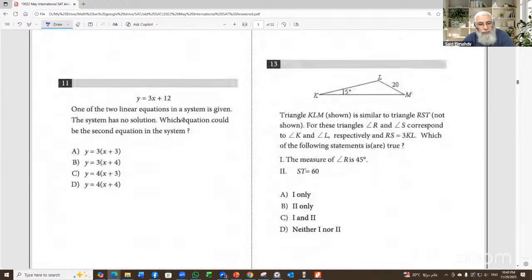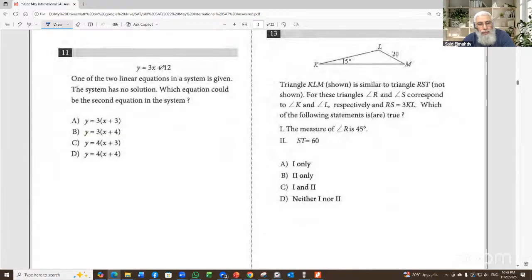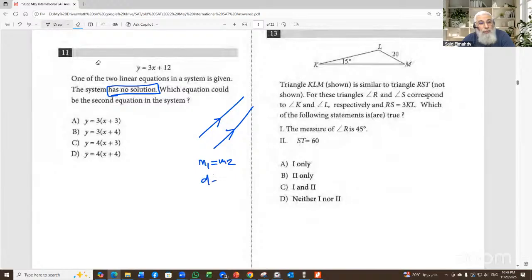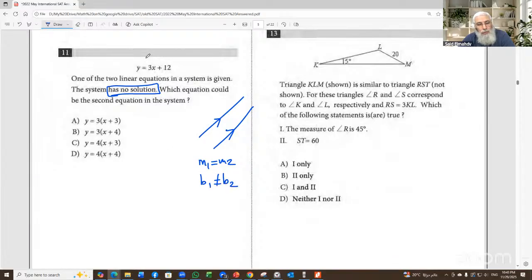Number 11, y equals 3x plus 12, one of the two linear equations in a system given. The system has no real solution, no solution. No solutions means parallel lines. So they have the same slope, but different y-intercept. B is different. So m here, slope, is 3, and b here is 12.